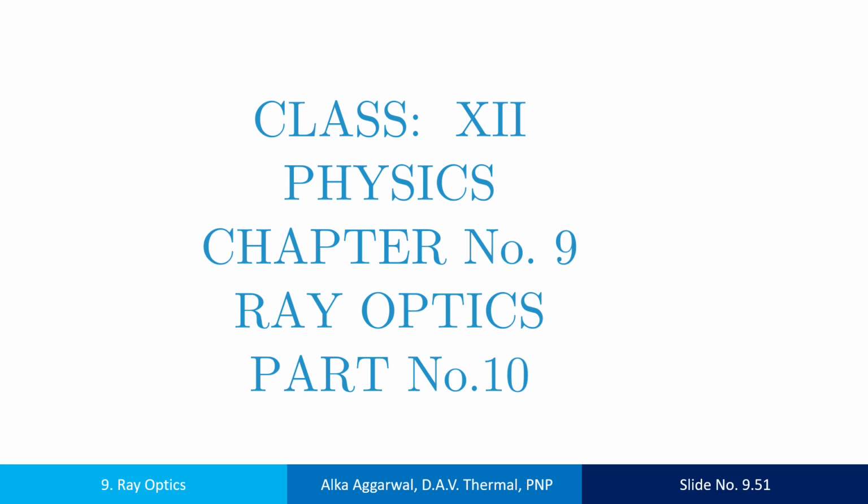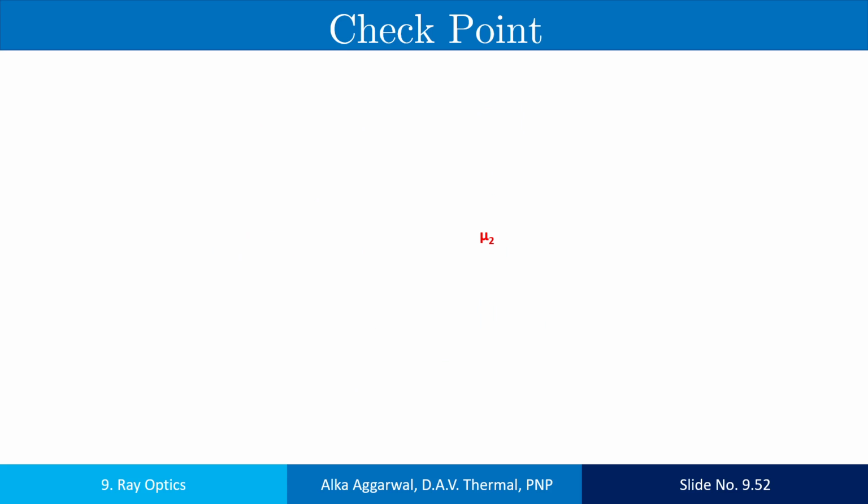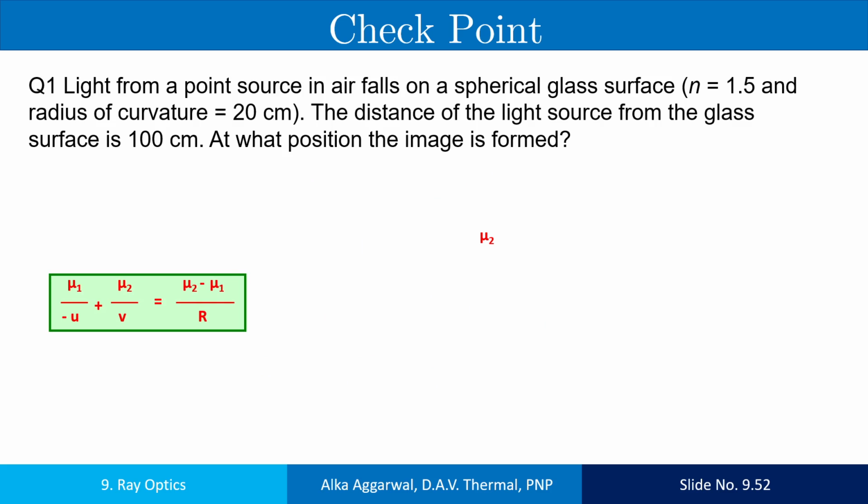Hello. In this lecture, we will study the relationship between the refractive indices, image distance, and object distance for the convex and the concave spherical surfaces when the object is in denser medium. Now, first we start with a numerical. A light from a point source in air falls on a spherical glass surface whose refractive index is 1.5 and the radius of curvature is 20 centimeter.